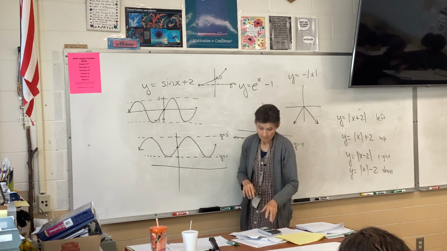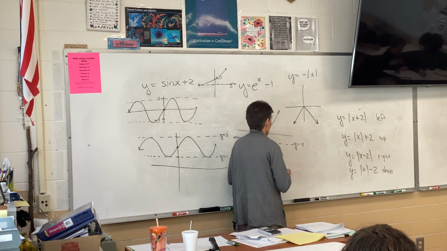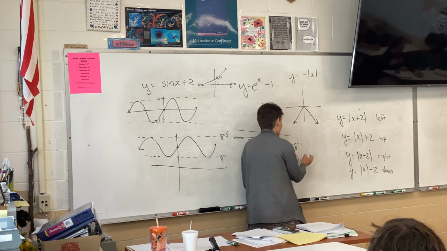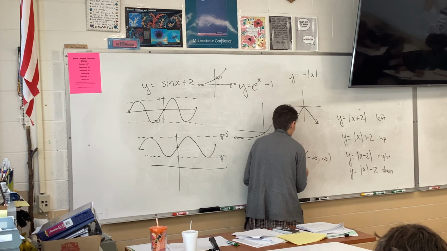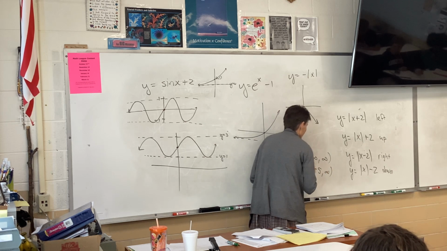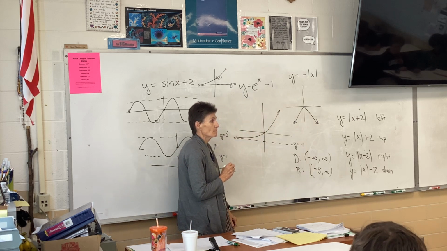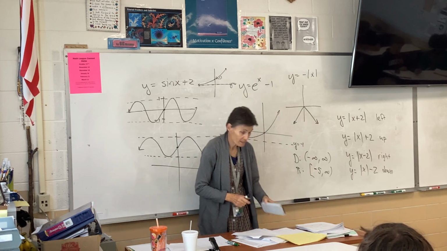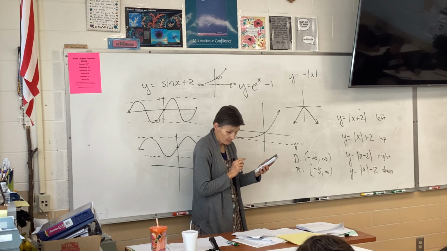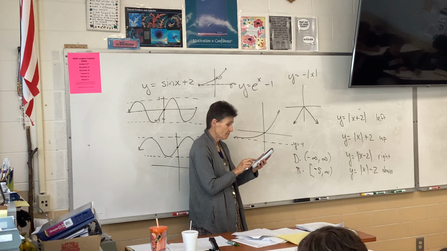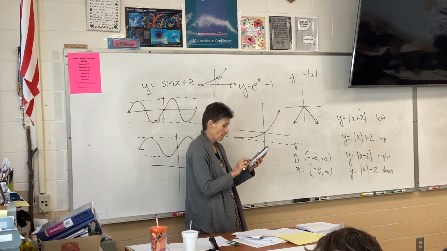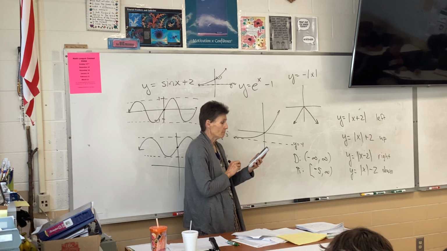Okay, so now let me write that. For problem A, our domain is this, and our range is this. Everybody okay with that? All right, let's take a look at B. B is not quite as easy. You have an LN button, so find your LN button, and then type x plus 6, and hit graph.